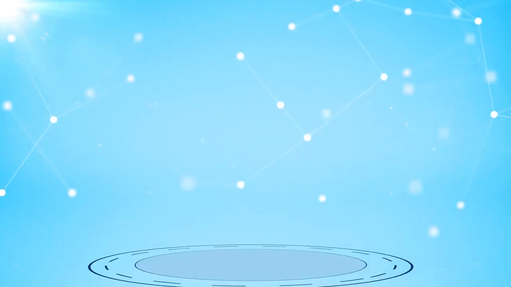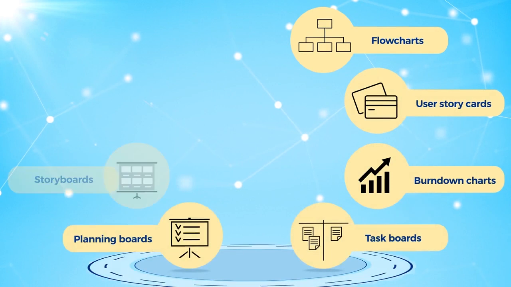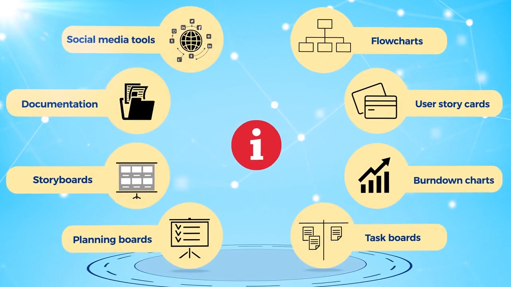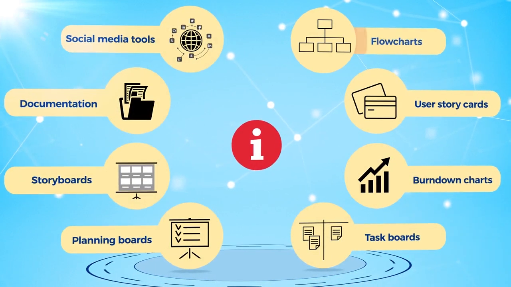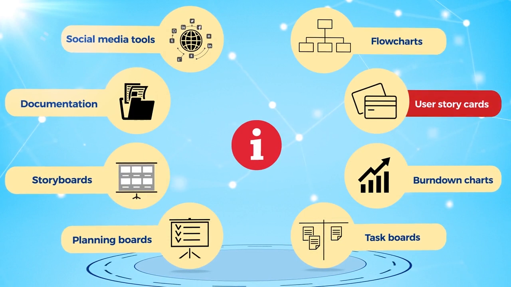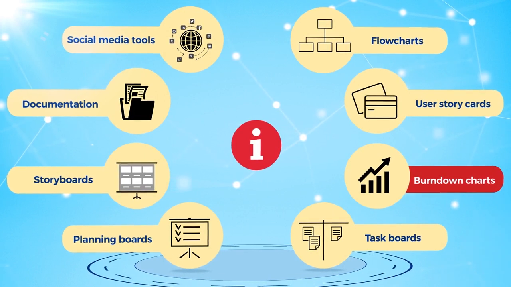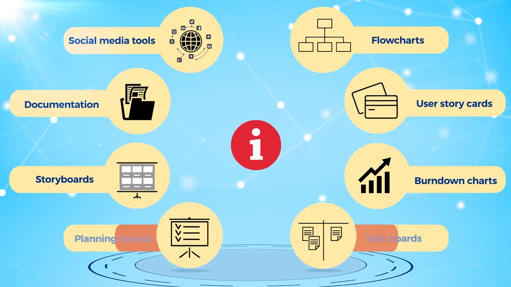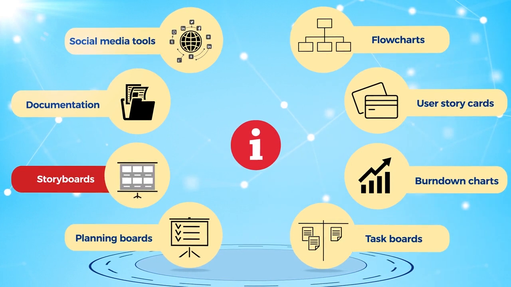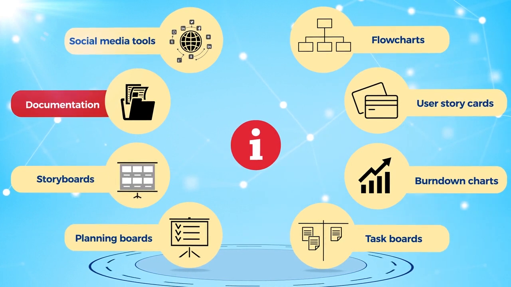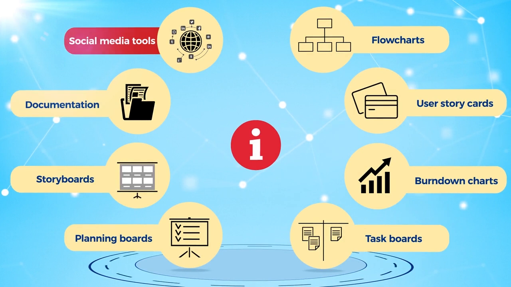In summary, there are several communication tools you can use for information flow in your Agile team, including flowcharts, user story cards, burn-down charts, task boards, planning boards, storyboards, written documentation when necessary, and social media and online collaboration tools.